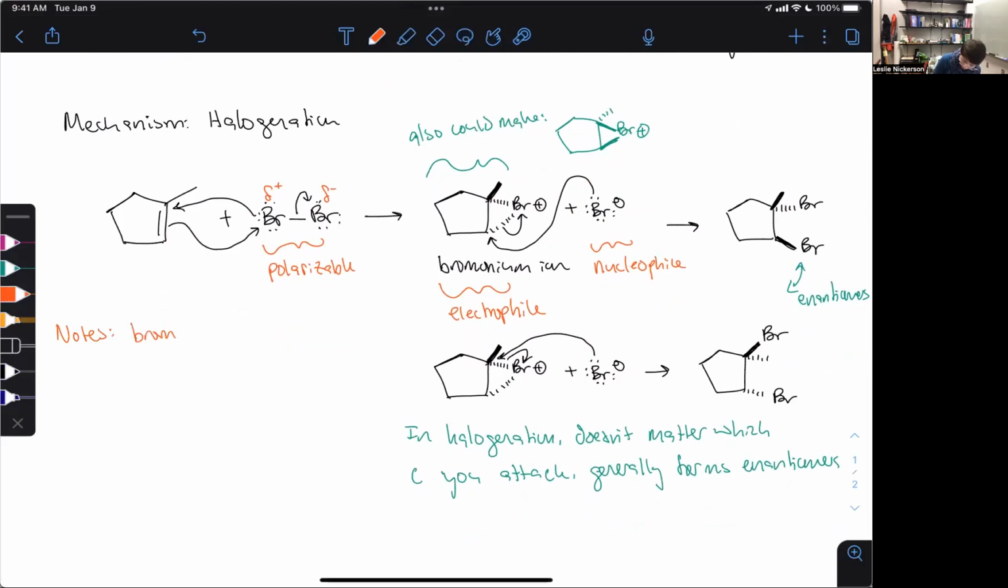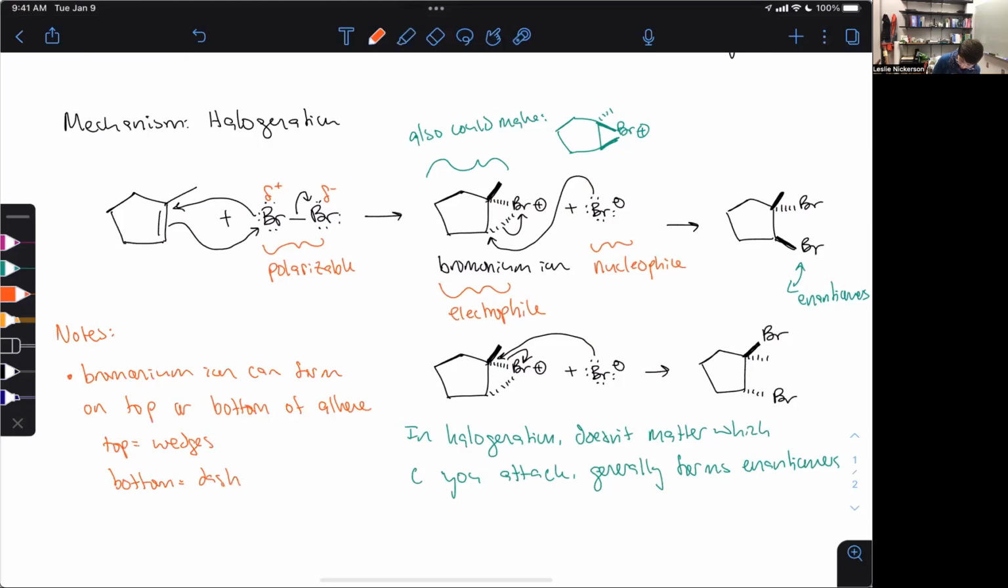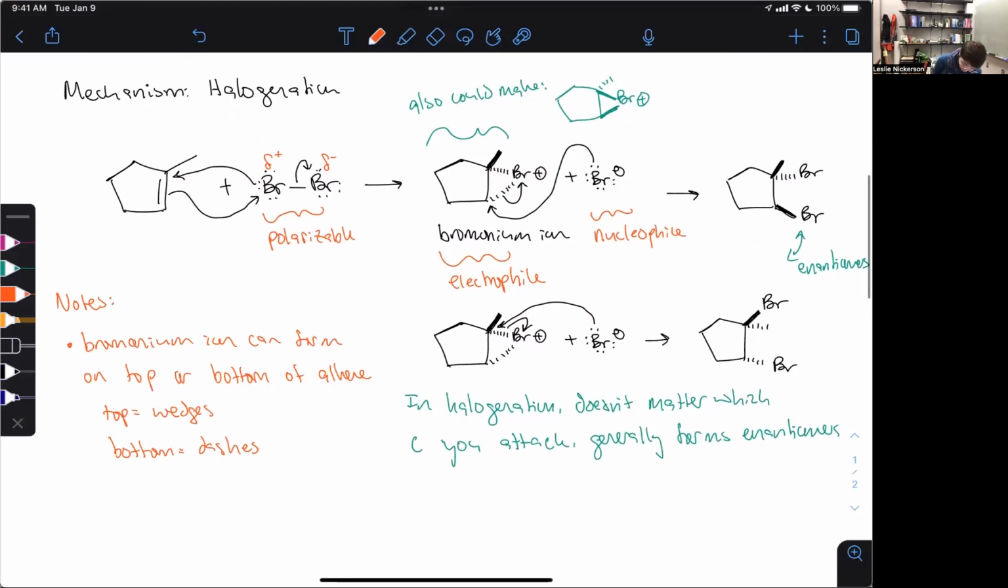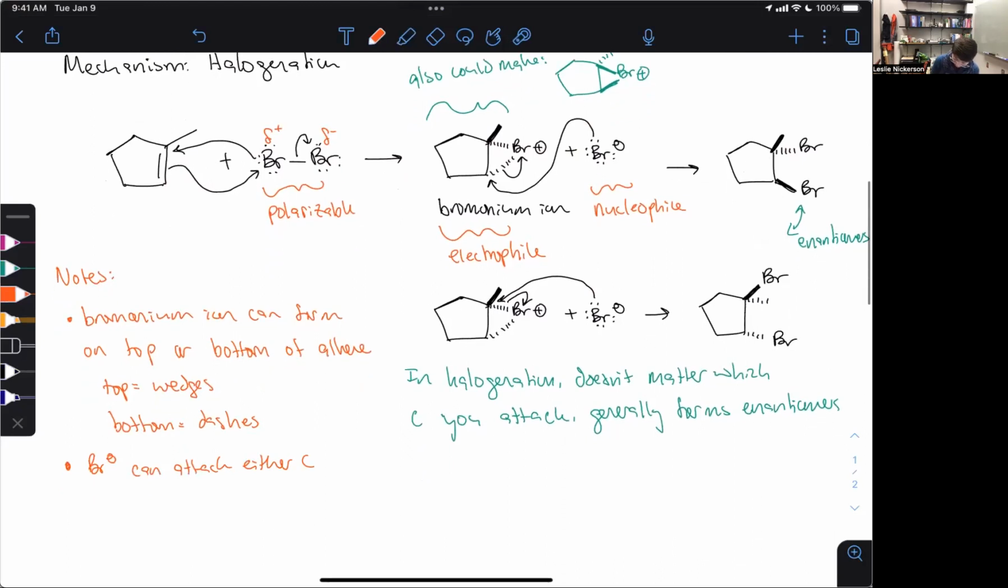So bromonium ion on the top or the bottom of the alkene. We're going to say top is going to equal the wedges, bottom is going to equal the dashes. So we could have either option there. And our bromide, rather, can attack either carbon. But we're always going to get the anti-addition of two bromines. Okay, so let's go ahead and look at the halohydrin formation and see how that compares.